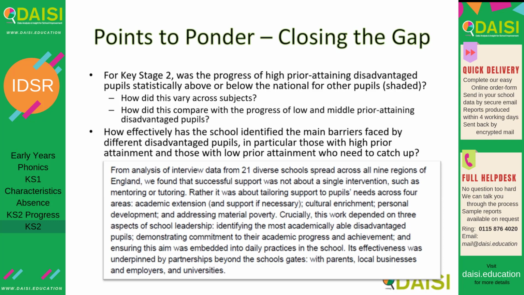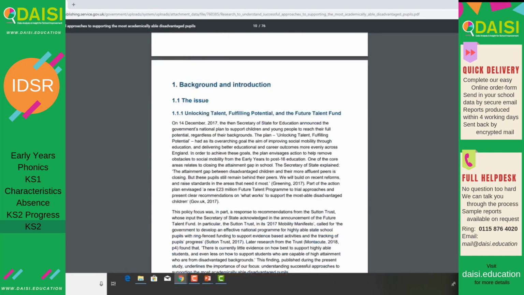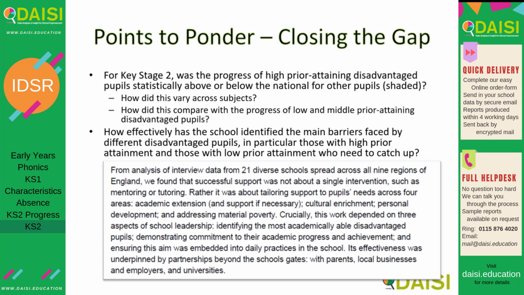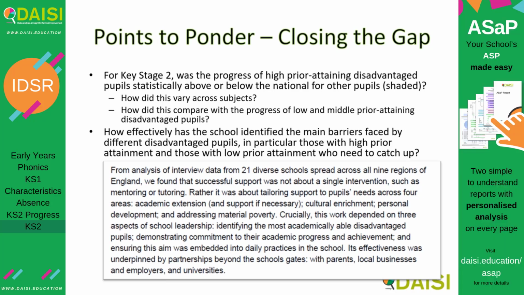Now, in November 2018, the DfE released the Research to Understand Successful Approaches to Supporting the Most Academically Able Disadvantaged Pupils. And you can see the URL at the top if you want to read it. 76 pages, very detailed. But I just want to have a look at one of the main conclusions. Successful support was not about a single intervention, but about tailoring the support to meet pupils' needs across 4 areas: academic extension, cultural enrichment, personal development, and addressing material poverty.